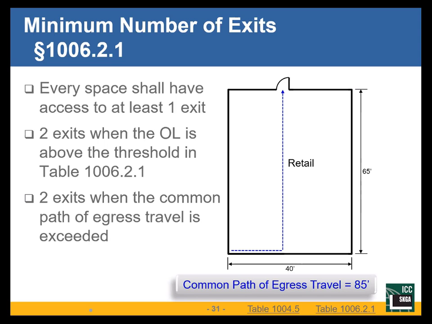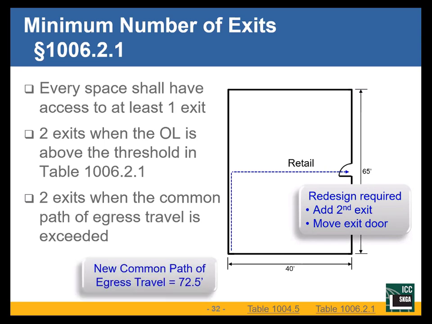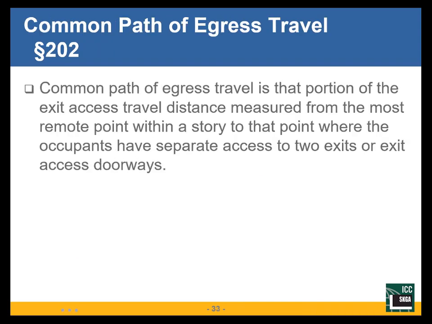85 feet. Okay, now what? I've exceeded the common path of travel. Now what is the designer redesigns. Add a second exit. Move the exit door. Now I've just moved the exit door. Did not change the configuration of the building. Now I measure from that same location and I'm below 75 feet. So the solution, how I fix it, is up to the designer, but there are many ways to resolve the problem.